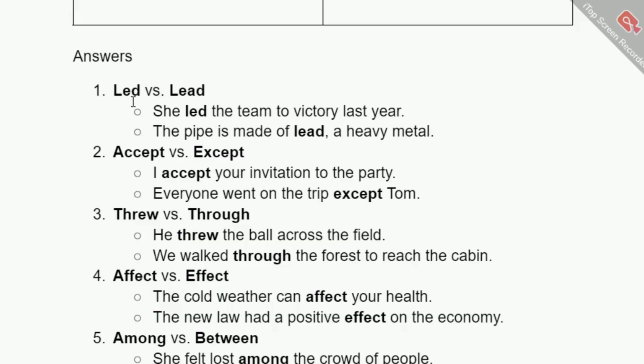So here we have led versus lead. This led is the past tense of lead. Lead means to guide or to direct someone or something. And this lead, besides meaning to guide or direct, is also a type of metal. So here we can see the pipe is made of lead, a heavy metal. So do not get confused with the spelling. You have to see the context. Based on the context you have to choose the correct word.